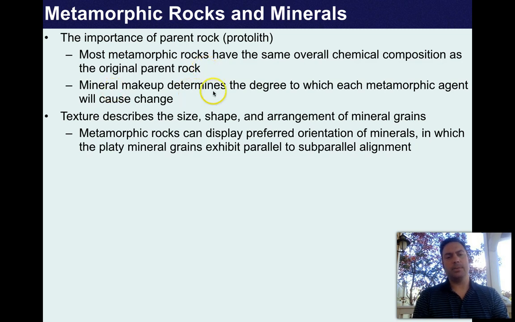The mineral makeup determines the degree to which each metamorphic agent will cause change. So mineralogy is really important. It's a reason why we spent so much time covering minerals and chemistry, I should say. Texture describes the size, shape, and arrangement of mineral grains. Metamorphic rocks can display preferred orientation of minerals in which the platy minerals exhibit parallel to subparallel alignment. So texture is extremely important of the protolith.